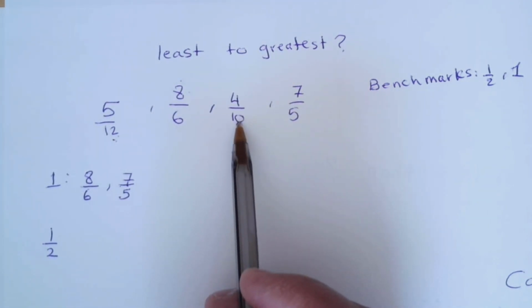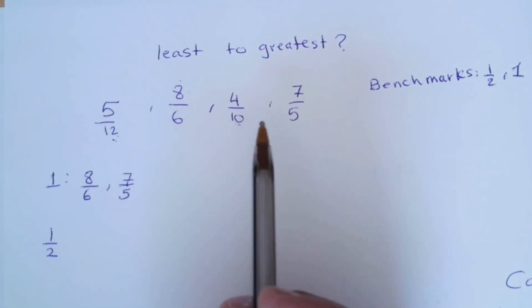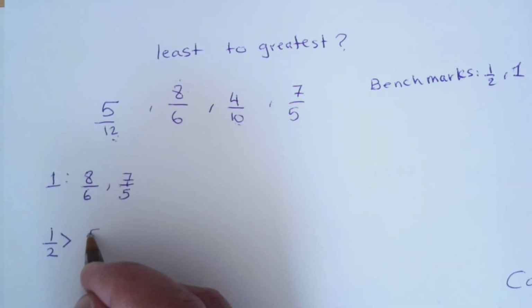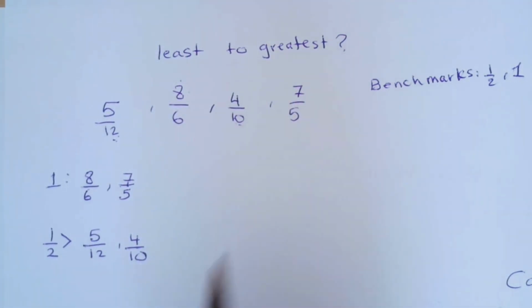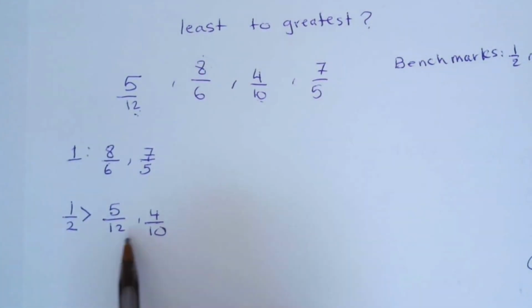Let's look at the 4/10. Half of 10 is 5/10. And so these two are less than a half, right? These two are less than a half. Okay, so let's see which one of these is bigger then.